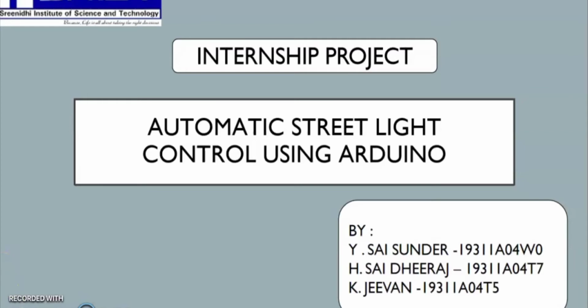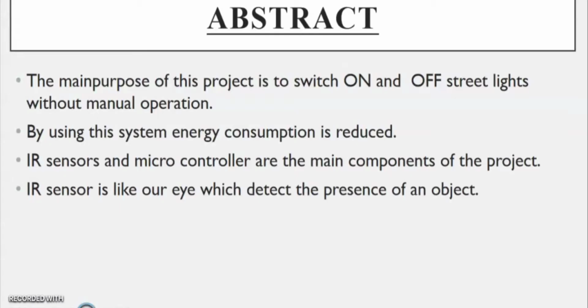Coming to the abstract of our project, the main purpose of our project is to switch on or off street lights without any manual operations. IR sensors and a microcontroller are the main components of our project. An IR sensor is like our eye, which detects the presence of an object.